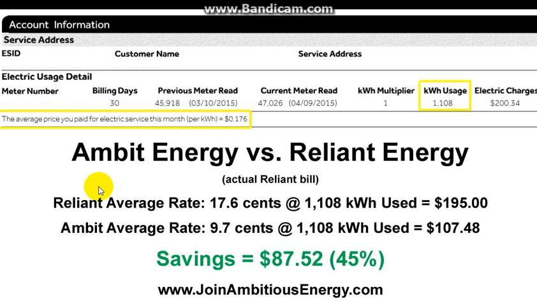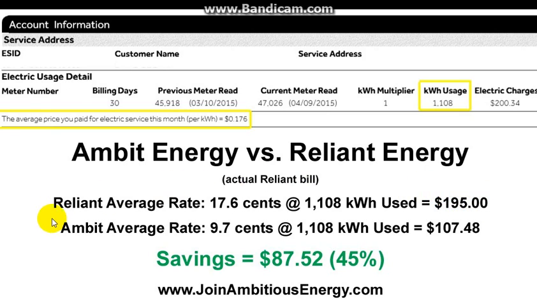I created this graphic just to show a comparison. Like I said, this was an actual Reliant bill, and the average rate on this bill was 17.6 cents, and you basically just take 0.176 times the kilowatt hours used, 1,108, and that equals $195, just on the simple math of the average rate and the kilowatt hours used.